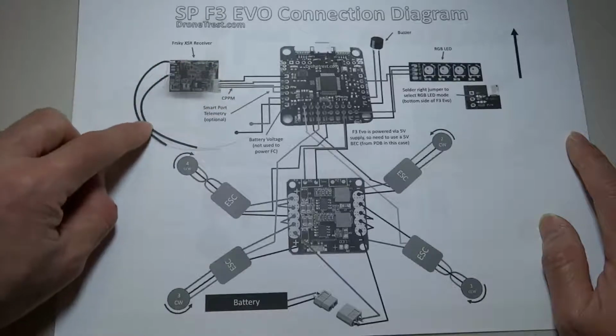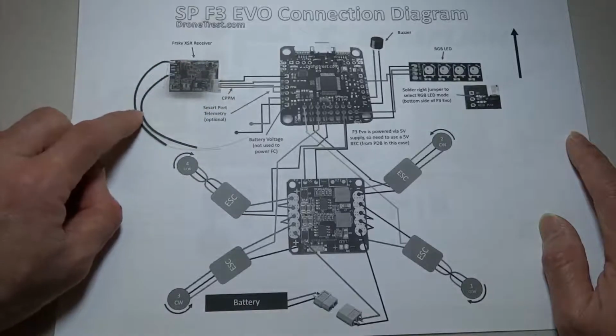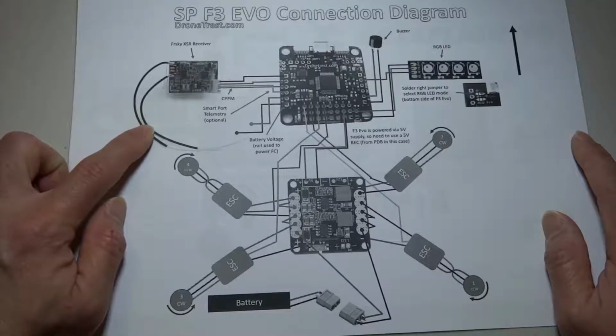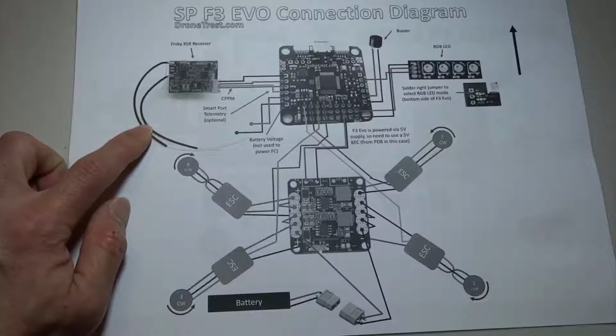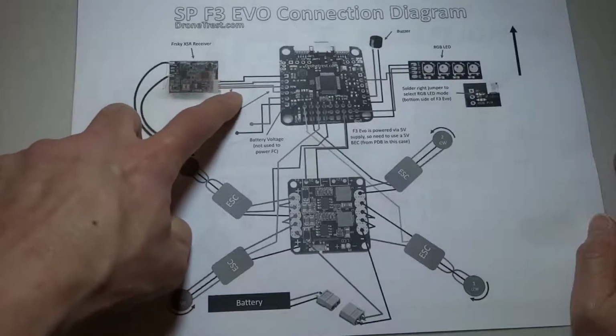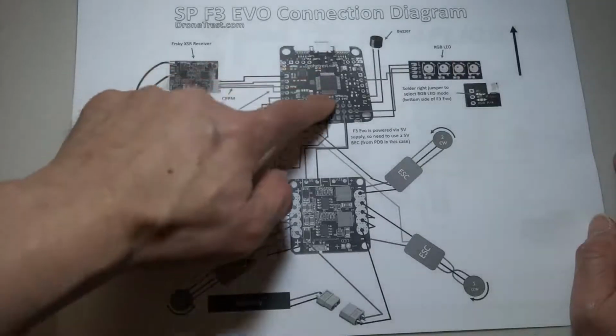And this is the part where you receive the signal from your transmitter. So this is the language that your transmitter speaks. So for example, you have FrSky, FlySky, and so forth. So this signal gets transmitted to this flight control board.